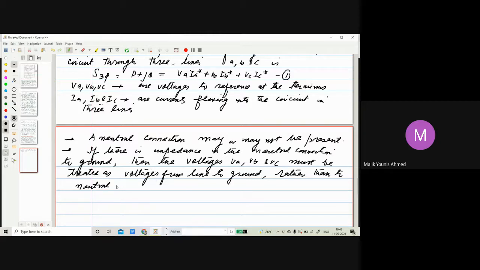So here we can write the three-phase power, if the above equation is written in terms of a matrix. That will be VA, VB, VC, and we can write this with IA conjugate, IB conjugate, IC conjugate. So we can write it like this.